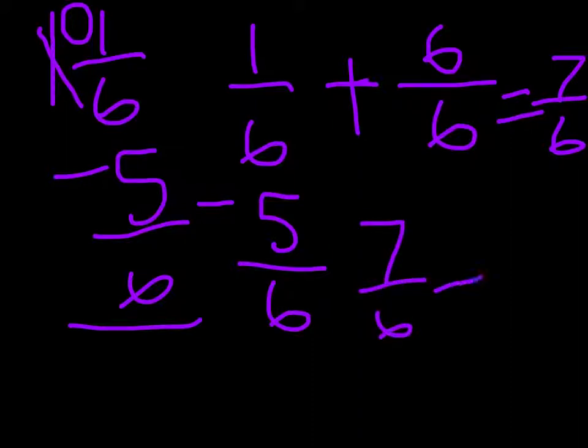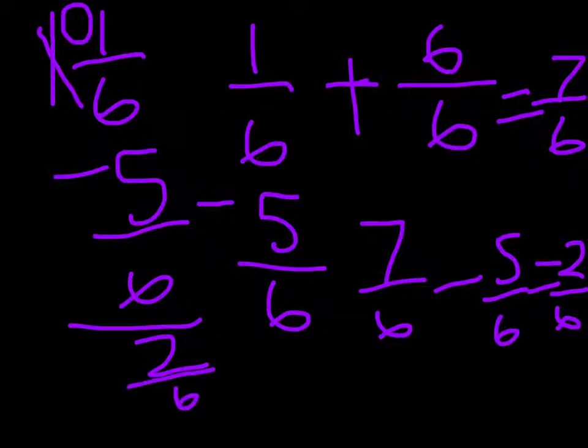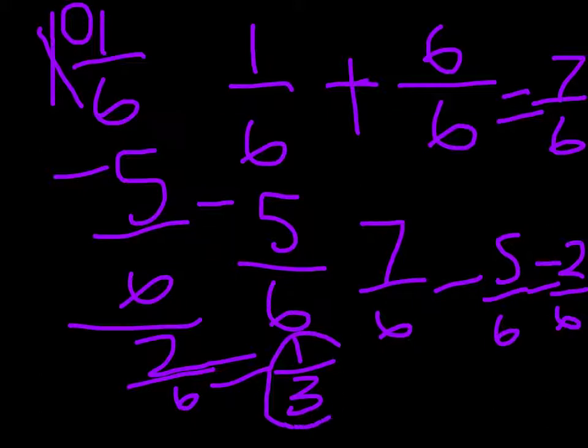And then 7/6 minus 5/6 equals 2/6. So 2/6, but that can be reduced into 1/3. So your answer should be 1/3, which in your book is D. If you got 1/3, congratulations.